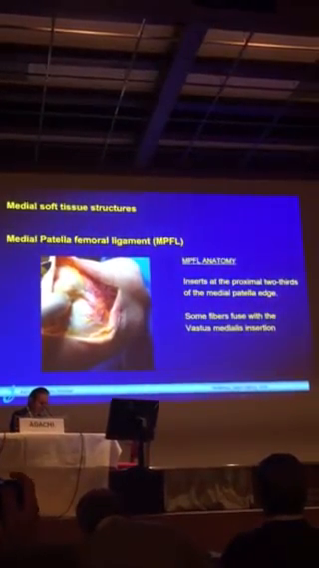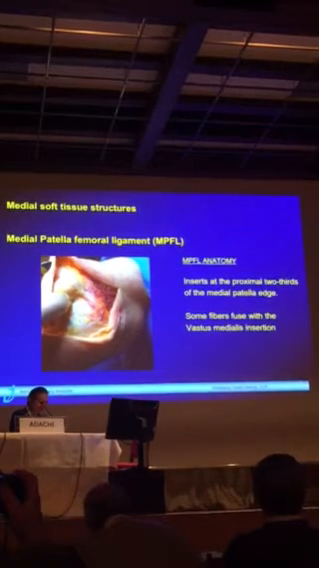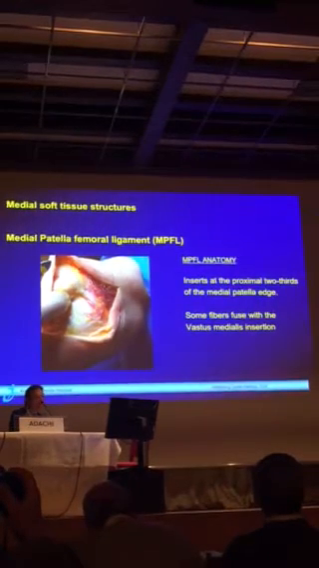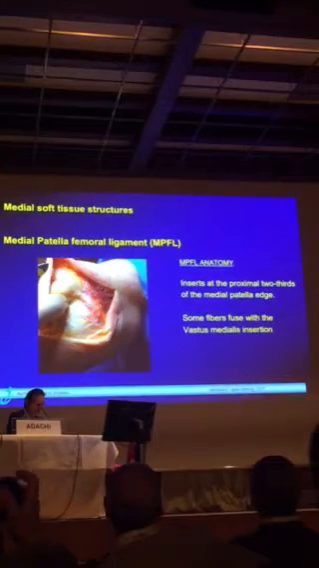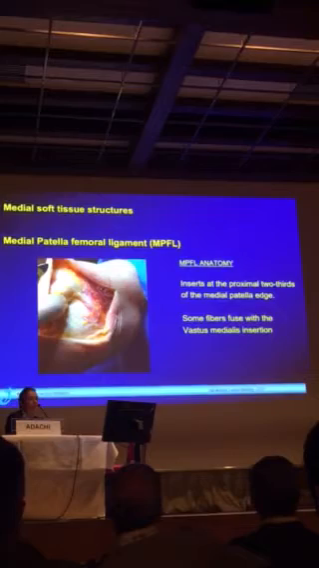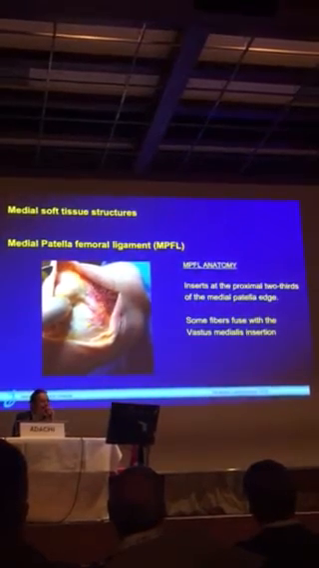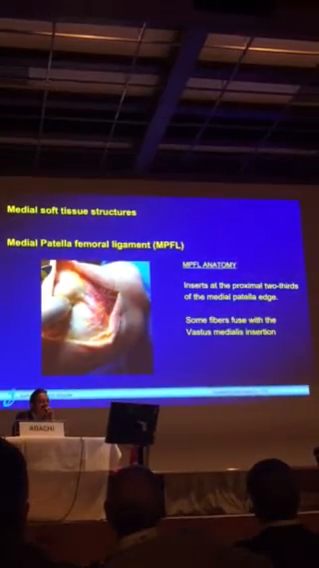So the medial stabilizers, the MPFL ligament, as you see here, a little bit of the anatomy. So this inserts at the proximal 1/3 or 2/3 of the patella here, and some of the fibers fuse with the VMO aponeurosis, as seen here.